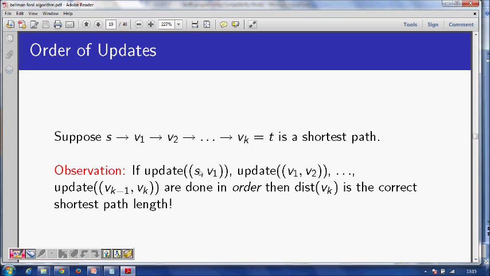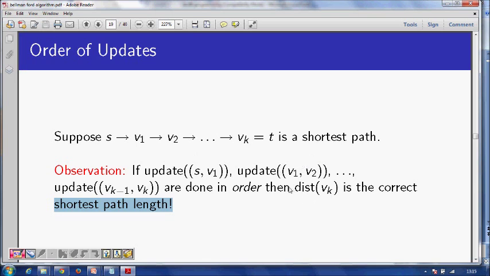Now, the order of updates. The shortest path goes from S to V1, then V1 to V2, till Vk to T, which is the destination. If we make the updates in this order, first S to V1, then V1 to V2, then V2 to V3, then Vk minus 1 to Vk, and finally Vk to T, then the distance of Vk is the correct shortest path.